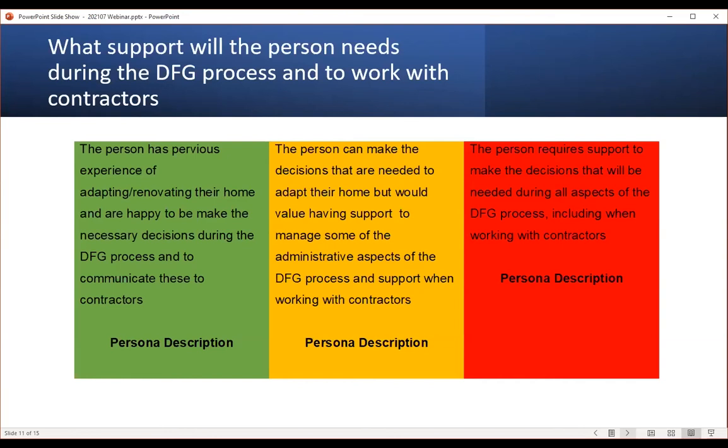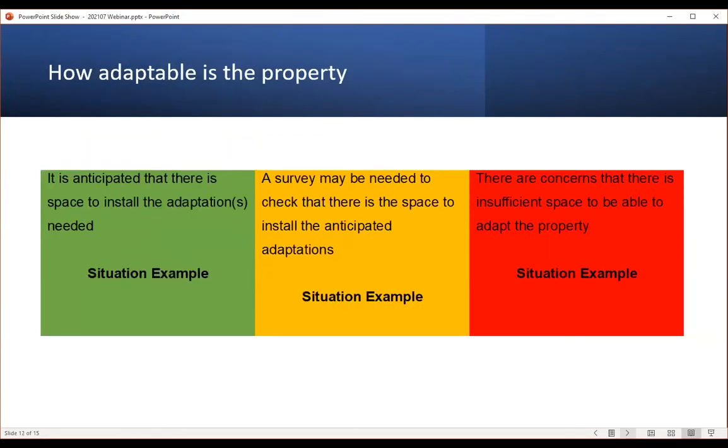and including when they're working with contractors. How adaptable is the property? I do wonder whether we need this one, given the question that we've got around the number of adaptations. So it may be that this might be one that we could drop, given we've got that one around how many adaptations, and it would be good to get some of your feedback. We anticipate that there's going to be enough space to install adaptations.